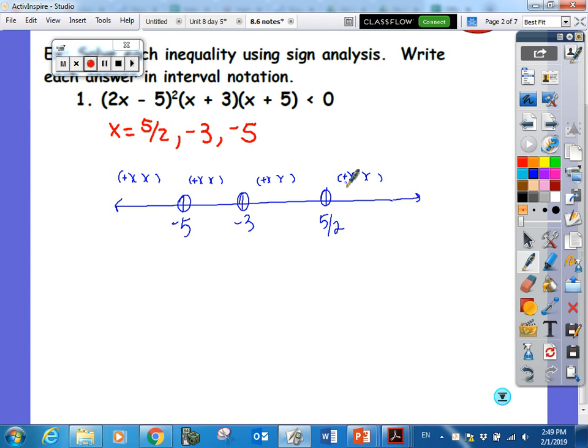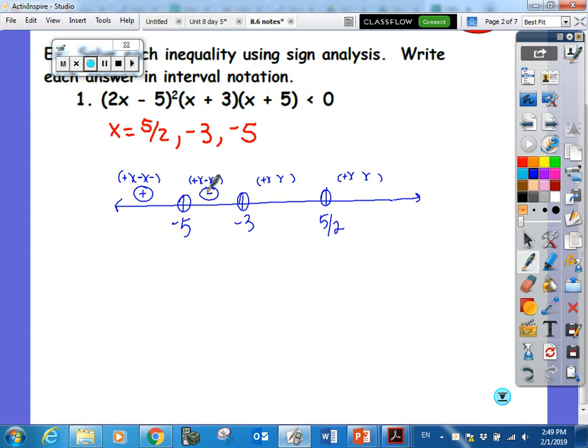All right, then we have to worry about these other 2 parentheses. So if I pick a number somewhere less than negative 5, negative 7, and plug it in right there, I'm going to get a negative. Negative 7 plus 5 is a negative. So that section turns out being positive. And I move on to the next section. I'm going to pick negative 4. Negative 4 plus 3 is negative. Negative 4 plus 5 is positive. That section ends up being negative.